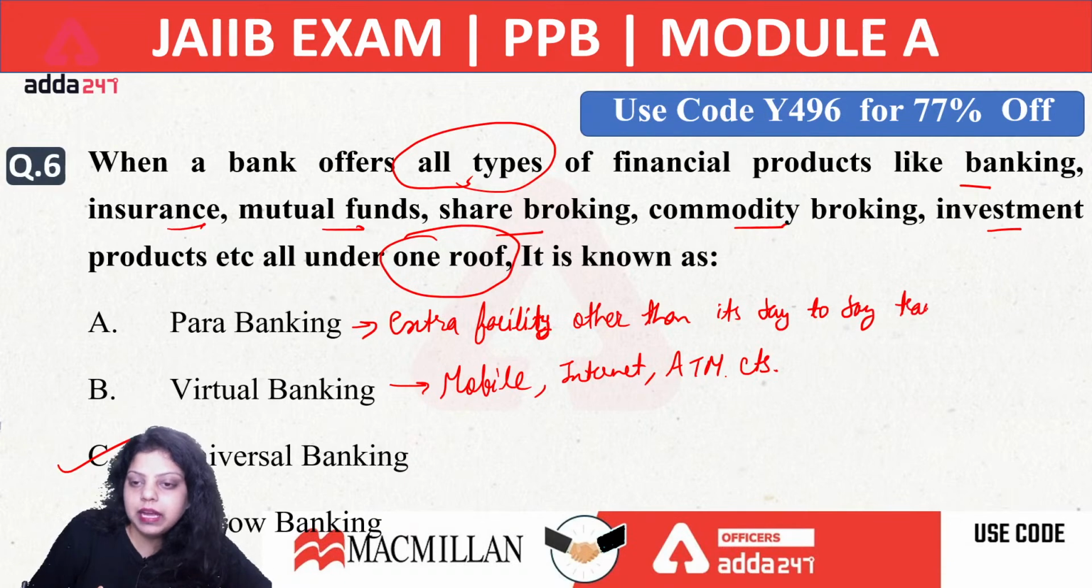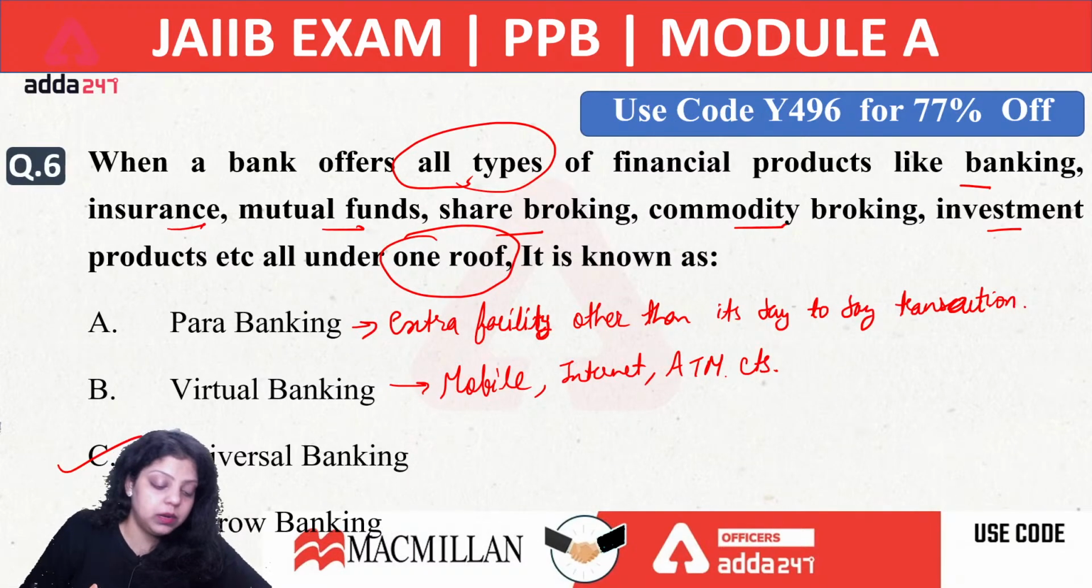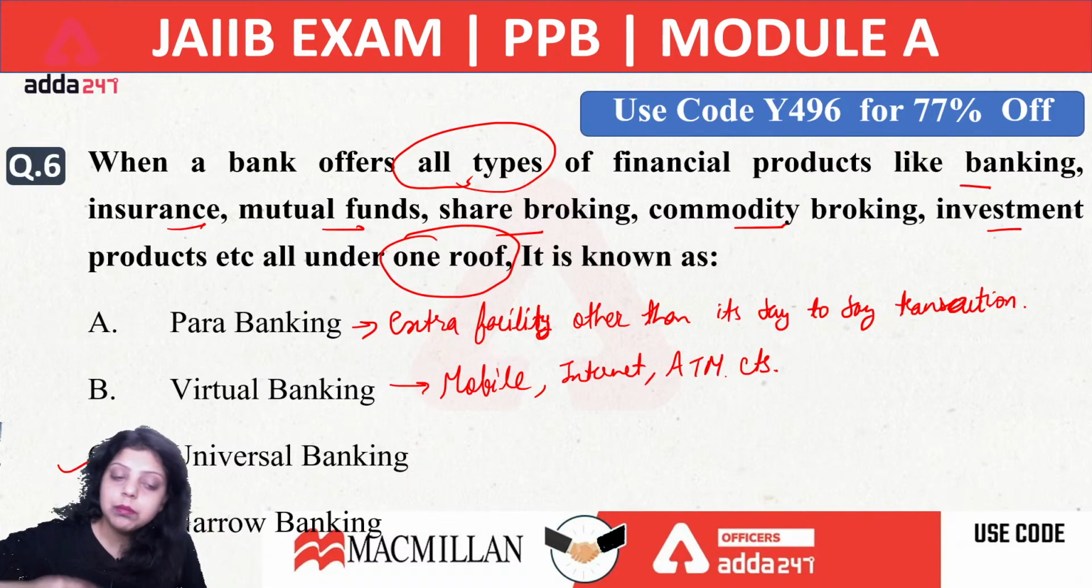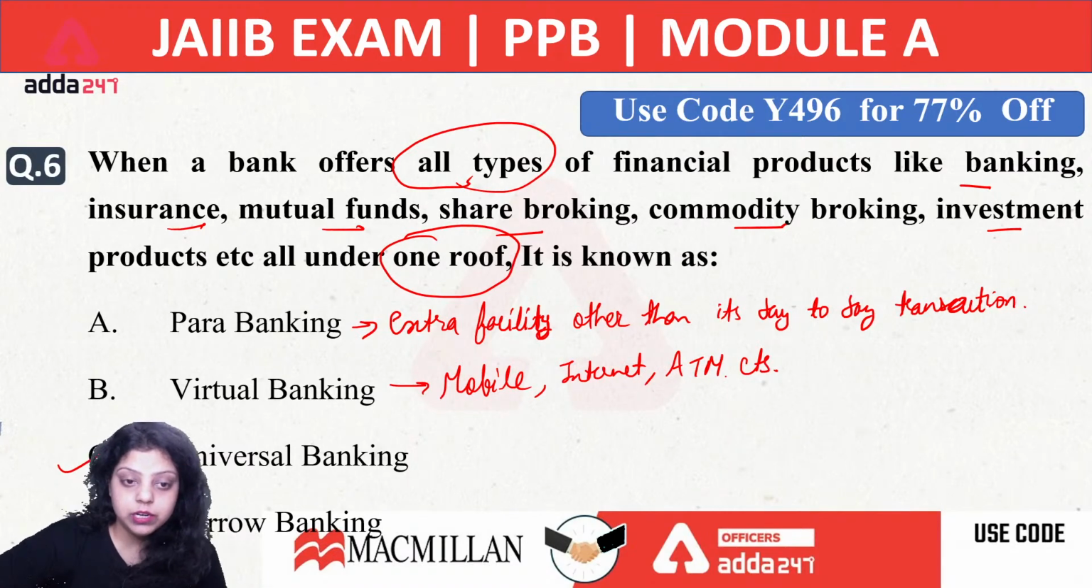So when a bank is providing extra activity other than its day-to-day transaction, it will be known as para banking. Now, what is the meaning of para banking? What is the difference between para banking and universal banking? In universal banking, the bank is also providing extra activities or extra facilities apart from its day-to-day transaction.